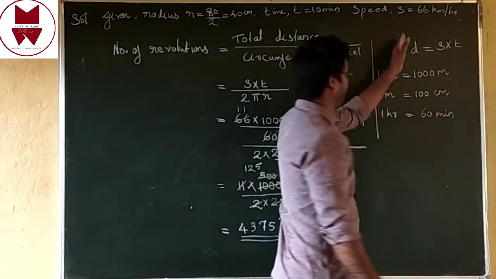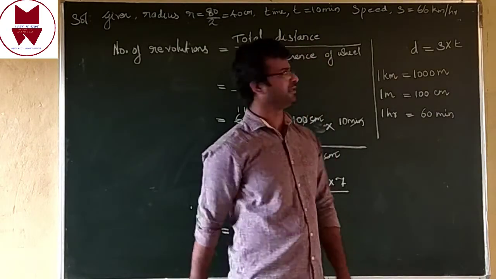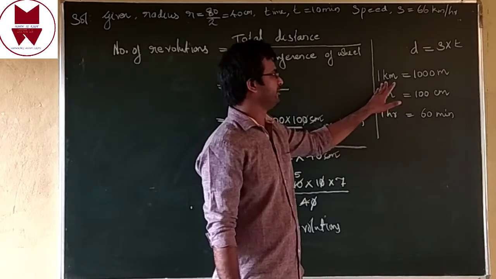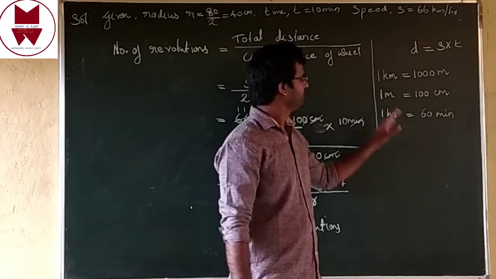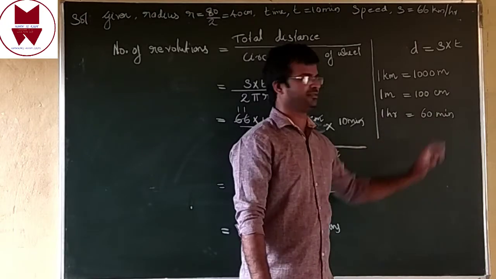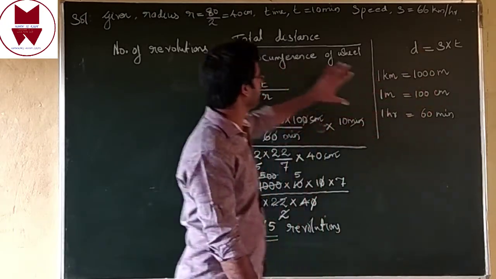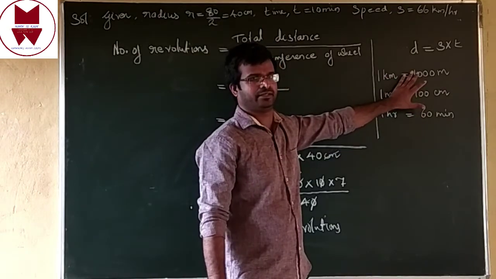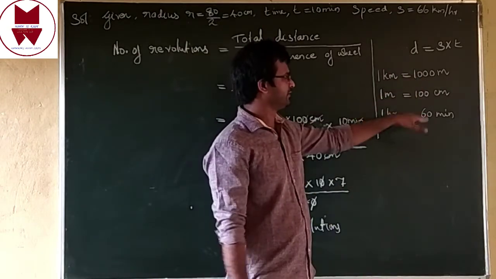The main thing, these are all the basic things you have to understand. Distance means speed into time. Then 1 kilometer means 1000 meters. 1 meter means 100 centimeters. 1 hour means 60 minutes. All these things we will use here. For the exam, no need to write this part. Okay, for understanding only I have written these things.